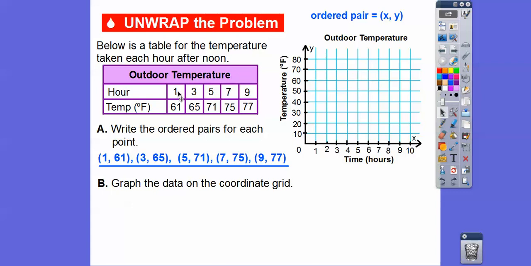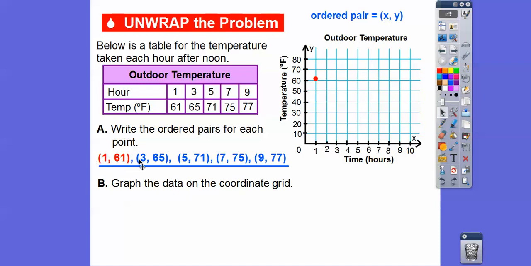Okay, so here we're going to graph this guy first. This is our x, so this is going to be over. So we're going to go over that 1 and then up 61. Okay, well 61 is going to be a little bit past 60, so it's going to be right about there. Remember, we go over and then up.